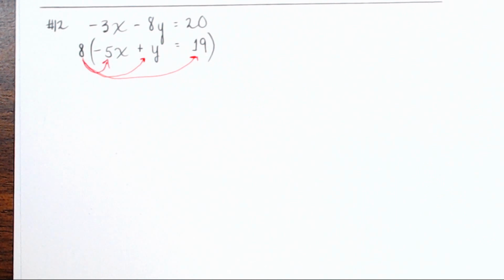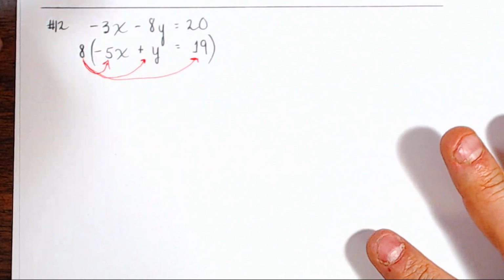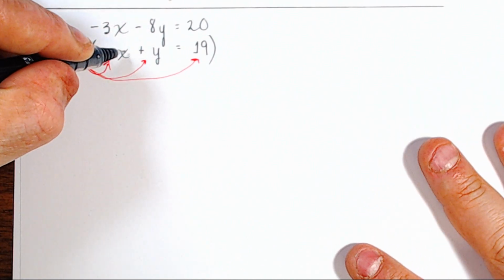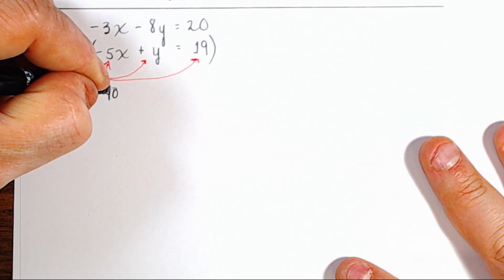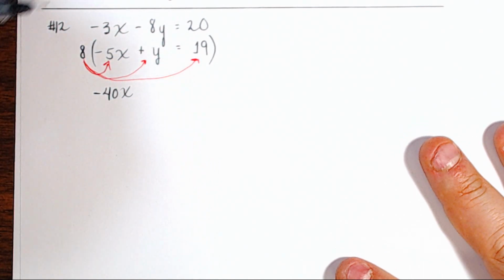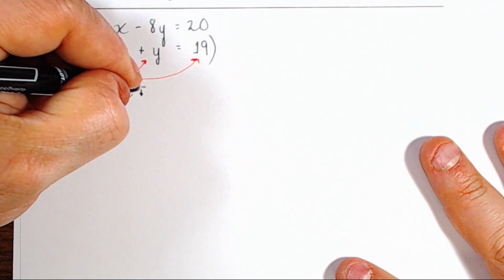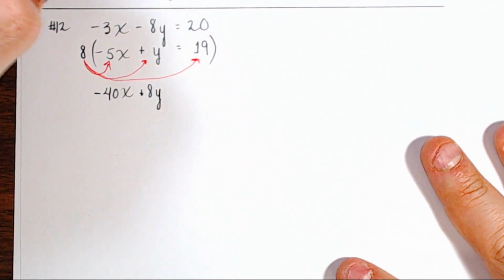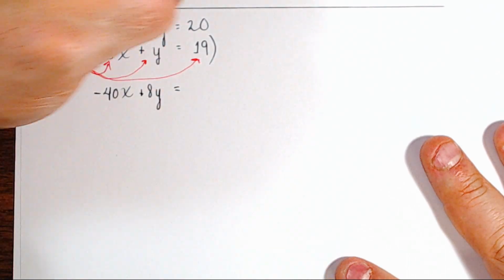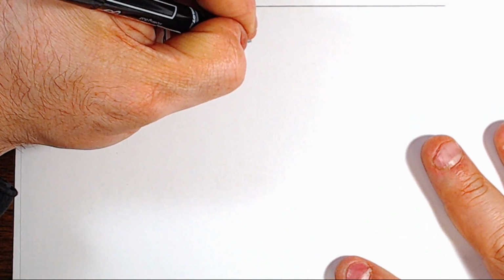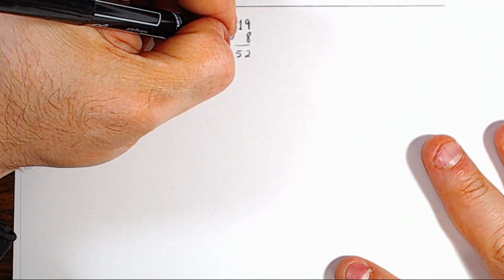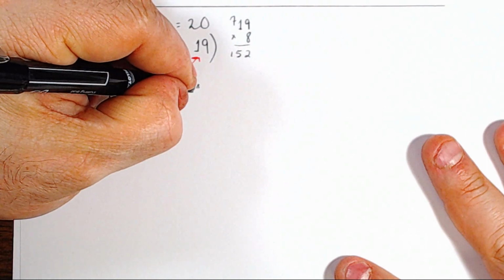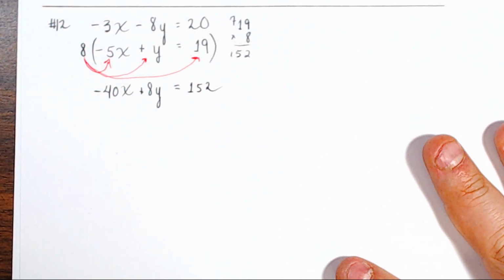So now down here, we're going to distribute, multiply this 8 through the entire equation, even to the 19 over there. So we might need to do some little computational work here. 8 times negative 5x is negative 40x, plus 8y, equals 8 times 19, which is 152. Alrighty.